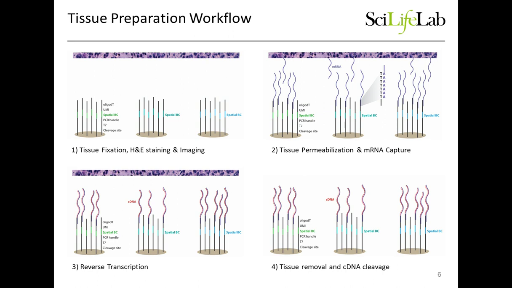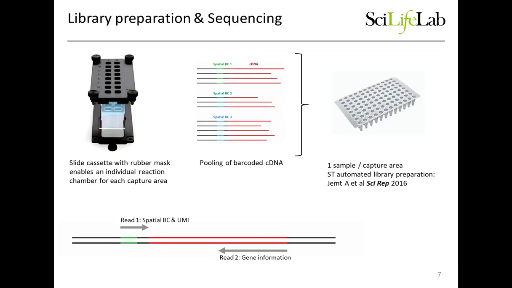Here is a schematic figure of the tissue preparation workflow, that is, all the steps that are carried out on the glass slide. First of all, a tissue section is placed on a capture area, and this is followed by fixation, hematoxylin and eosin staining, and imaging. After imaging, the tissue is permeabilized enzymatically, and this will allow mRNA to be captured onto the barcoded oligo-dT primers. Reverse transcription will extend the barcoded primers with cDNA, and the mRNA-cDNA hybrids are then enzymatically cleaved off from the glass slide.